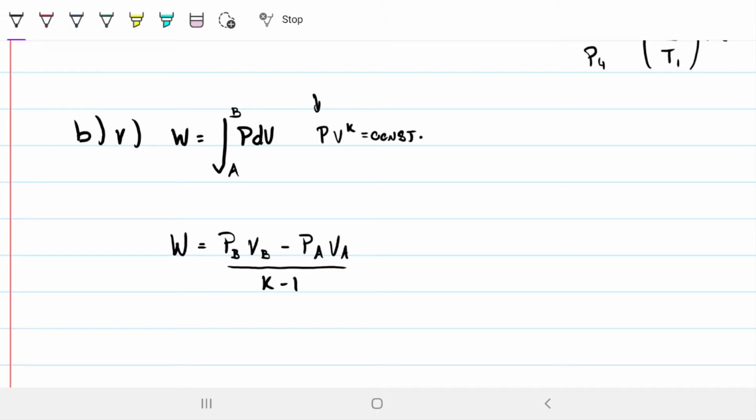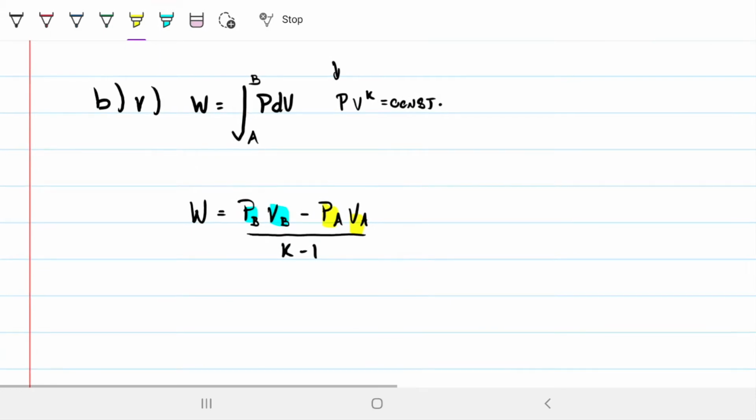I'm not going to integrate now. I'm going to skip that, but you can go back to the video where we did that and check it out if you're not sure. That's one of the ways to do it. But then what's the problem? We don't know the pressure or the volume, right? And we don't know the pressure or the volume on any of the states. So that doesn't really help us out here.